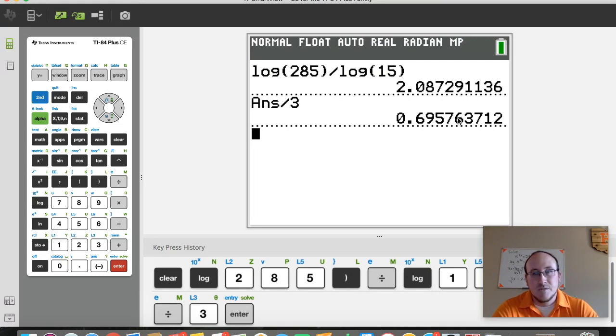And I see that this 6 being 5 or higher is going to force this 7 to round up to an 8. So I should have 0.6958 for my solution to the nearest 10,000th to this exponential equation. And that's how you do that.